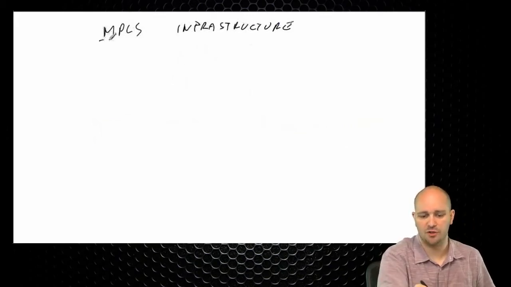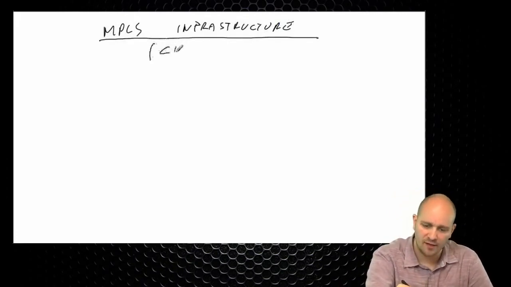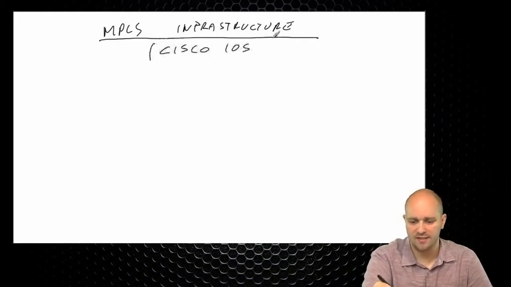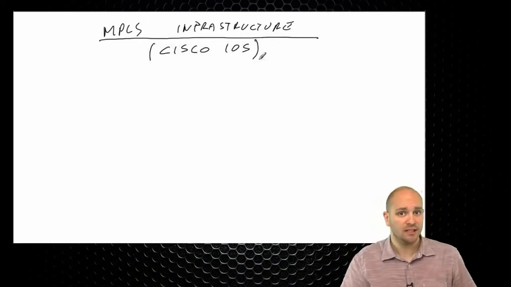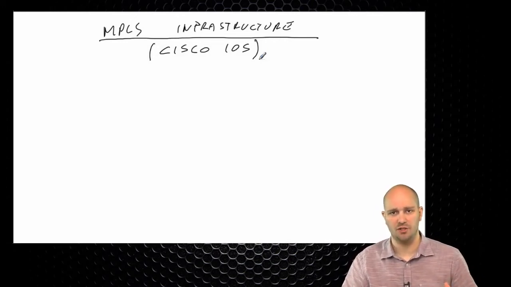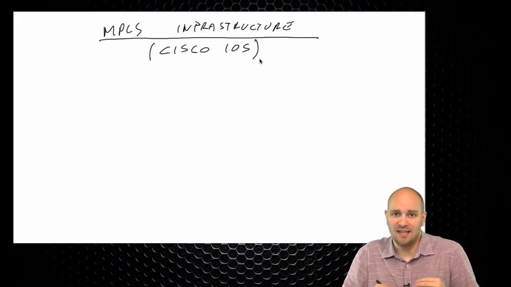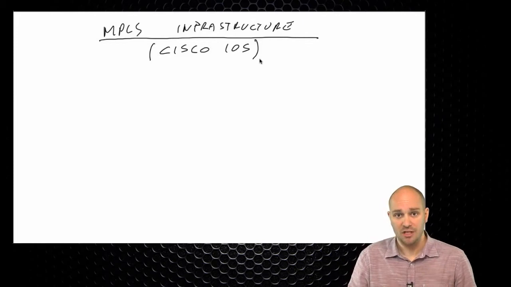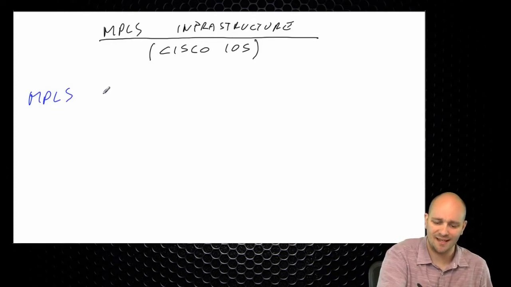Now, MPLS infrastructure, when it comes to this class, is going to be very, very Cisco IOS based. So some of the things that I will be saying and talking about now are not necessarily applicable to other vendors or other implementations of MPLS, like for example on Alcatel-Lucent equipment or on Juniper equipment, because their approach to MPLS is slightly different than Cisco's. Cisco's approach in IOS is that they wanted to make MPLS really, really easy and accessible.